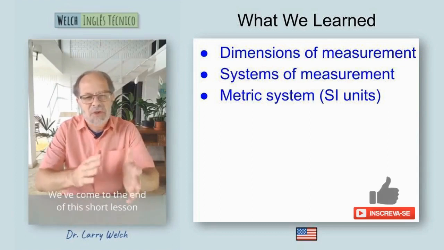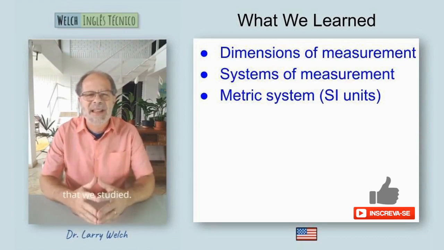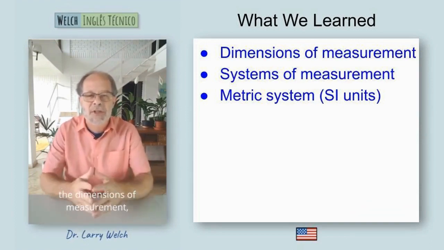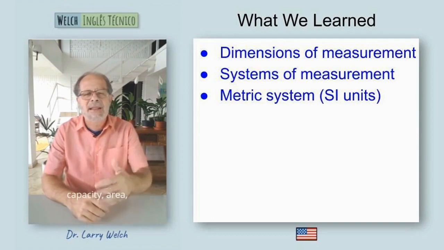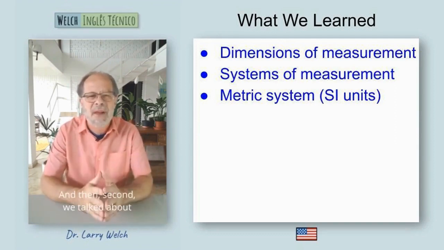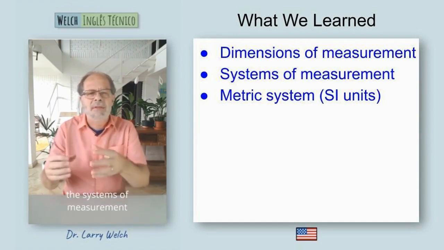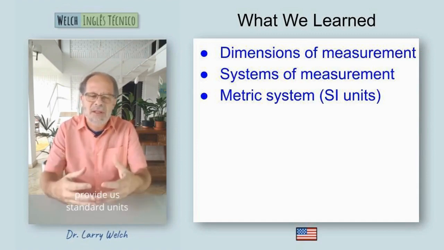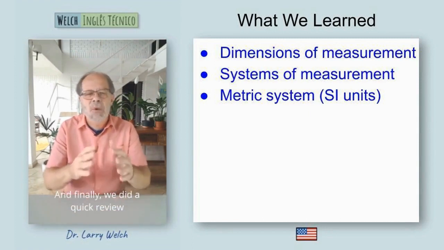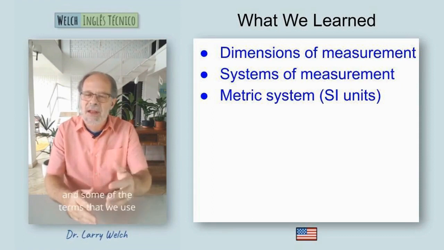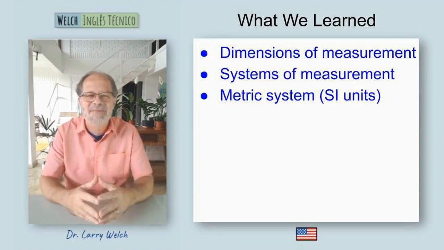We've come to the end of this short lesson on the units of measure. Let's remember the 3 topics that we studied. First, we talked about the dimensions of measurement, and we talked about 6 different dimensions: length, weight, capacity, area, speed, and temperature. And then second, we talked about systems of measurement, and we said that the systems of measurement provide us standard units to help us measure these dimensions. And finally, we did a quick review of the metric system and some of the terms that we use most commonly in the United States.